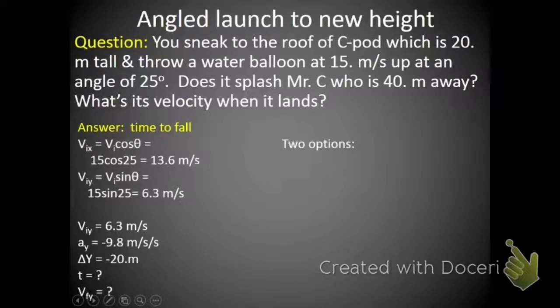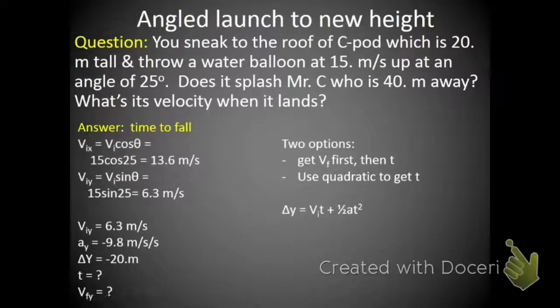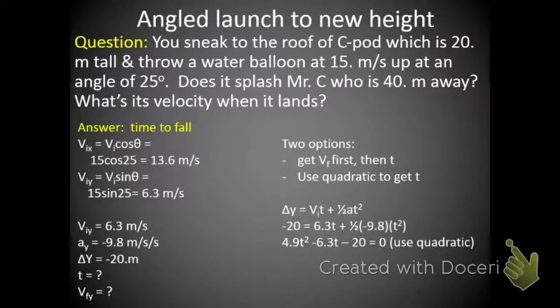Now, when you plug this into the equation, you have two options. You could solve for the VF in the y direction, or you can use the quadratic to get t. So I'm going to choose to use the quadratic right now, and I'm going to use delta y equals VIT plus 1/2 AT squared. When I plug my numbers in, I'm going to get the variable t in two different places, once squared and once not. And so to solve that, I'm going to have to rearrange it so that it's equal to 0, and then I can use the quadratic equation. When I get that, I'll get 2 times. One of them will be negative, so I'm going to throw that one out and keep the positive value. That positive time is how long it will take the water balloon to fall.